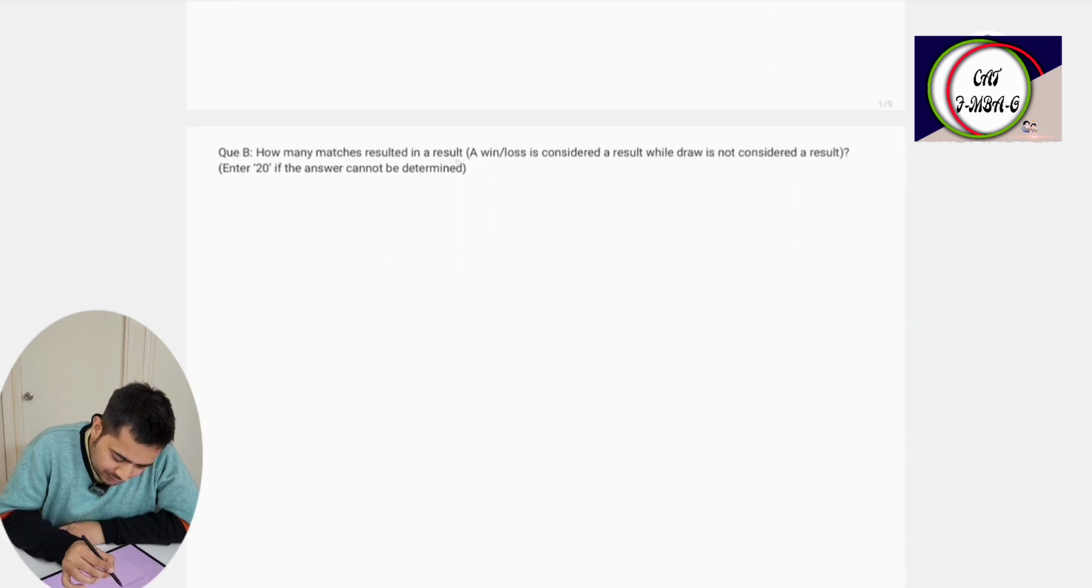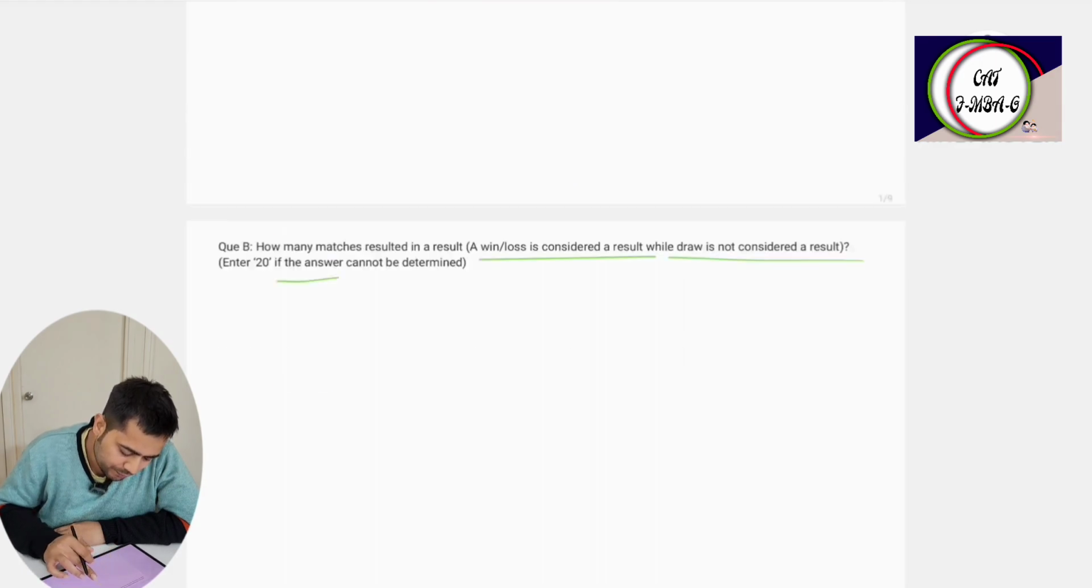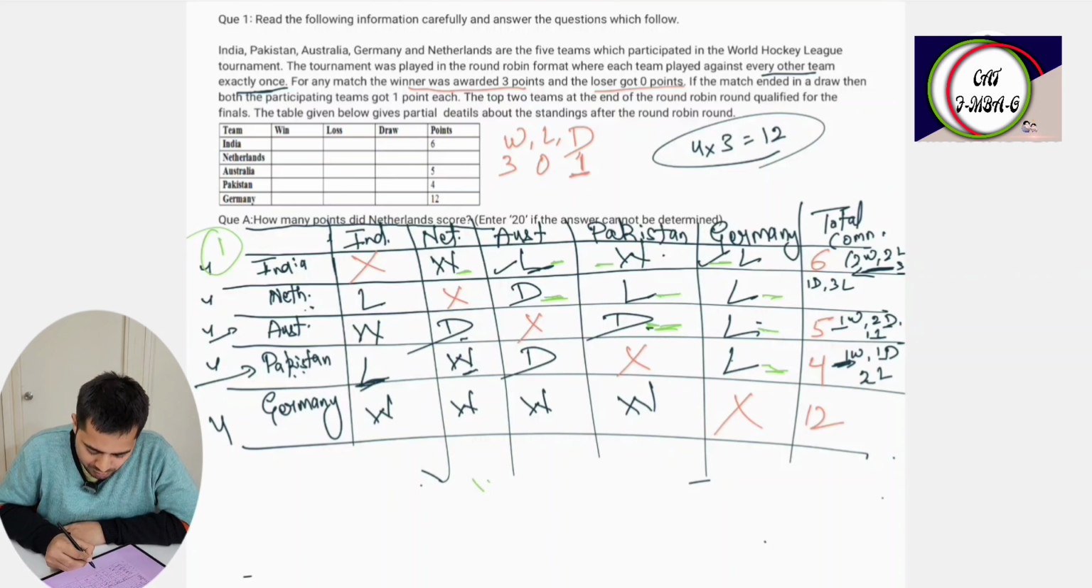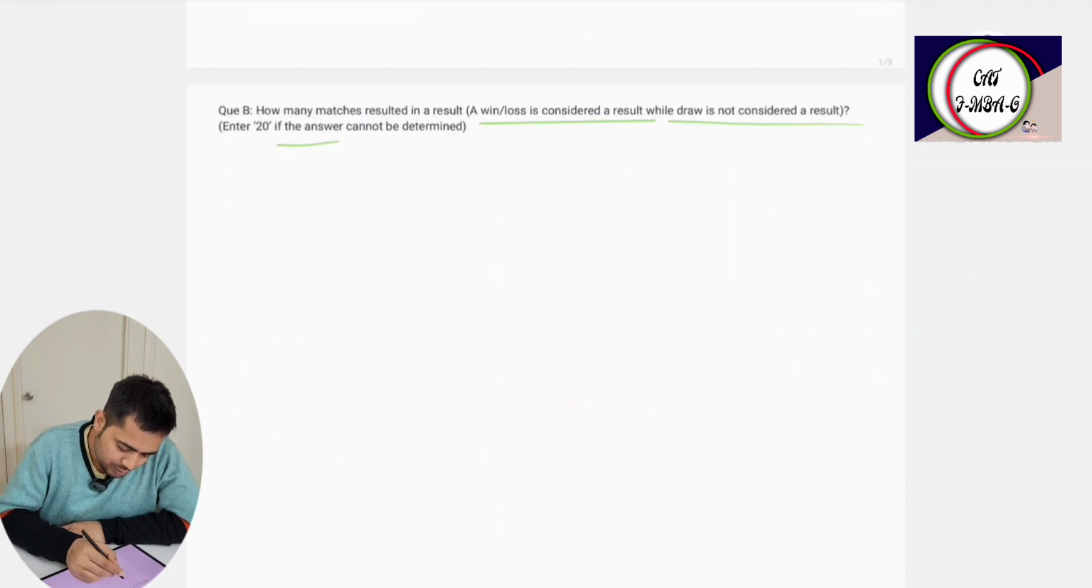Question number 2: How many matches resulted in a result? Win or loss is considered a result; draw is not a result. So total 10 matches are there. What are the 10 matches? Any side of the crosses: 1, 2, 3, 4, 5, 6, 7, 8, 9, 10. How many draws are there? 1, 2. So 2 draws are there. So resulting matches, win or loss, are only 8. 8 is the right answer.